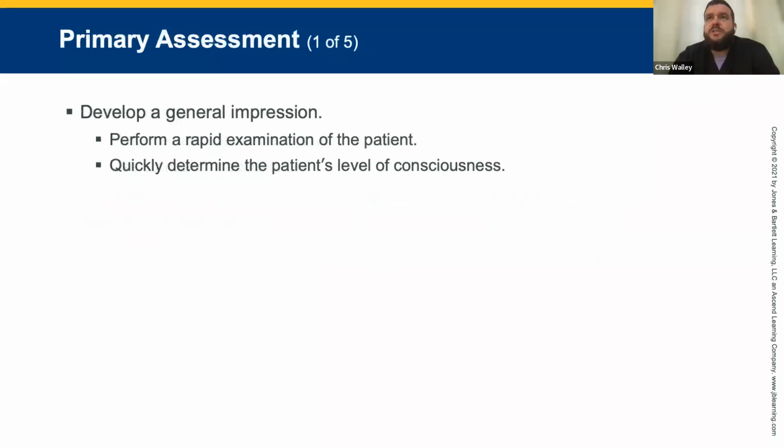Primary assessment: do a general impression of the patient. Perform a rapid exam of the patient, quickly determine the patient's level of consciousness. What we need to do is figure out what's going on and make sure that we don't have any life threats. Figure out our life threats and fix them. Quickly determine the patient's consciousness by using AVPU, if y'all remember the alert, verbal, painful, and unresponsive acronym that we use to help us gain more knowledge and better treatments. So we use these moving forward.